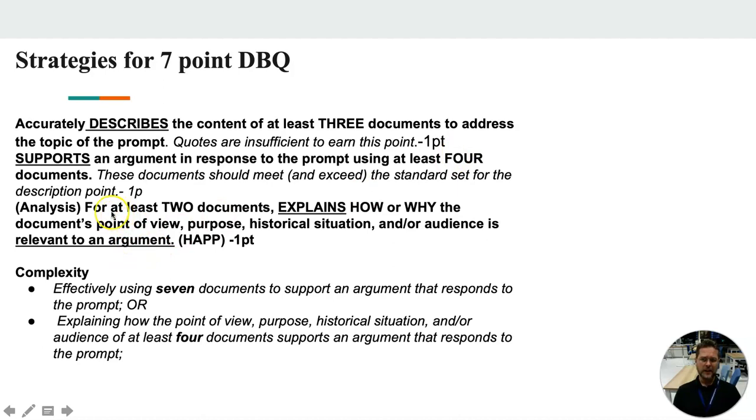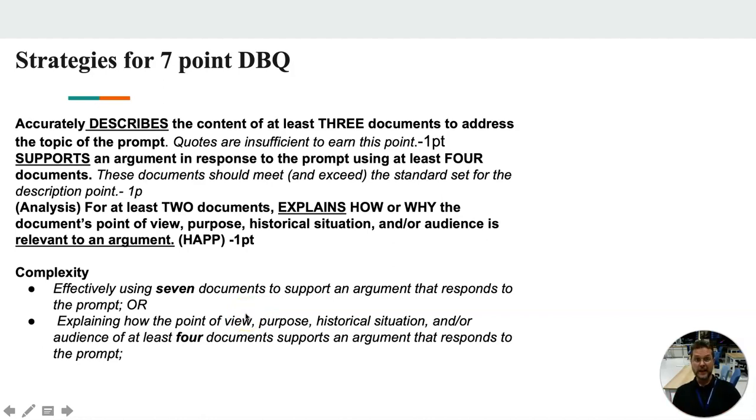Then lastly, for at least 2 documents, explain how or why the document's point of view or purpose, basically doing the HAPPY analysis, right? It used to be 3, and so now it's down to 2. And this is important. I'll get to it in a second, why that's so significant. But then, in the complexity, they've added 2 new things. Effectively using 7 documents to support an argument that responds to the prompt, or using 4 documents for HAPPY that responds to the prompt. And that gets you a complexity point. And that's going to give some opportunity for some hacks that we can do.